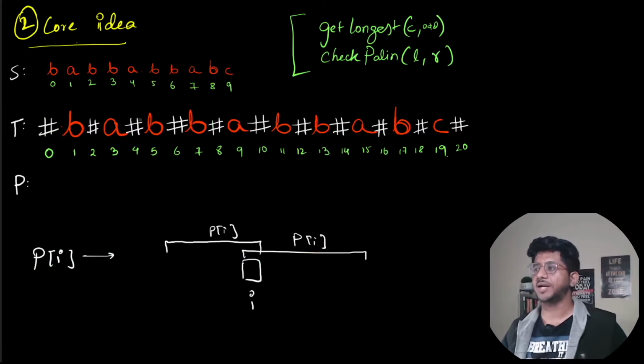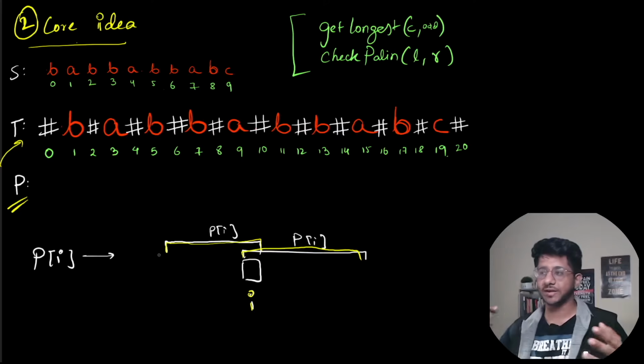Now comes the core idea of Manacher, right? So Manacher's algorithm creates this P array. I just named it P array, you can name it anything for that matter. Where P of i will tell you, from the ith character in this new T string, how much in the front is the same as in the back, right? In a reverse way, like how much of this palindromic sequence is there.